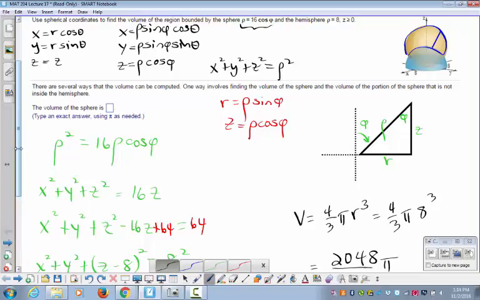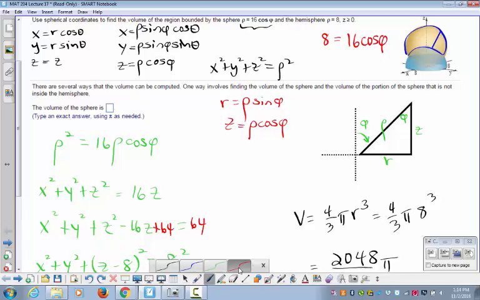It's easy, because we have rho equals 16 cosine phi and we have rho equals 8. So what do we always do when we want to figure out where two things intersect? We put them into each other, right? We merge them. That's not a math word. We simultaneously solve the system, right? So that is the intersection curve between the two spherical surfaces.